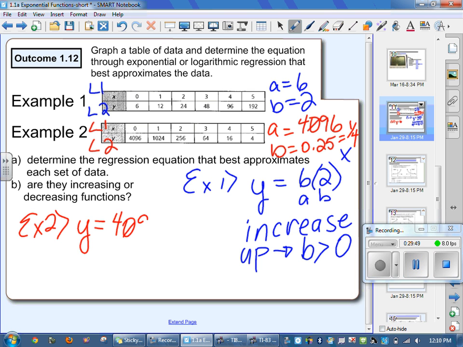Now we also know this is a decreasing function. That's what our graph shows us, it is going down. And why is it going down? Because we look at our b value. Our b value is a fraction between 0 and 1. Between 0 and 1 means it's going to go down.